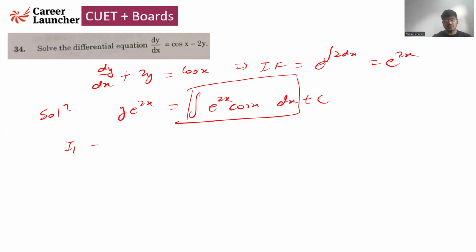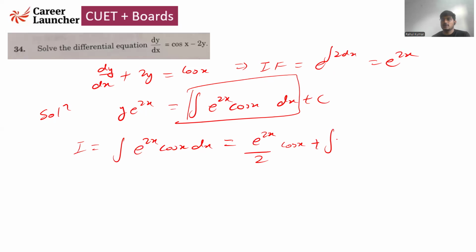Now this thing you have to assume as I1. Now we will integrate this part. So how can we integrate this part? Let's try to solve this. So e to the power 2x. First, I will integrate, cos x will be as it is. Now cos x derivative is sin x. So e to the power 2x divided by 2, cos x as it is, plus sin x divided by 2.